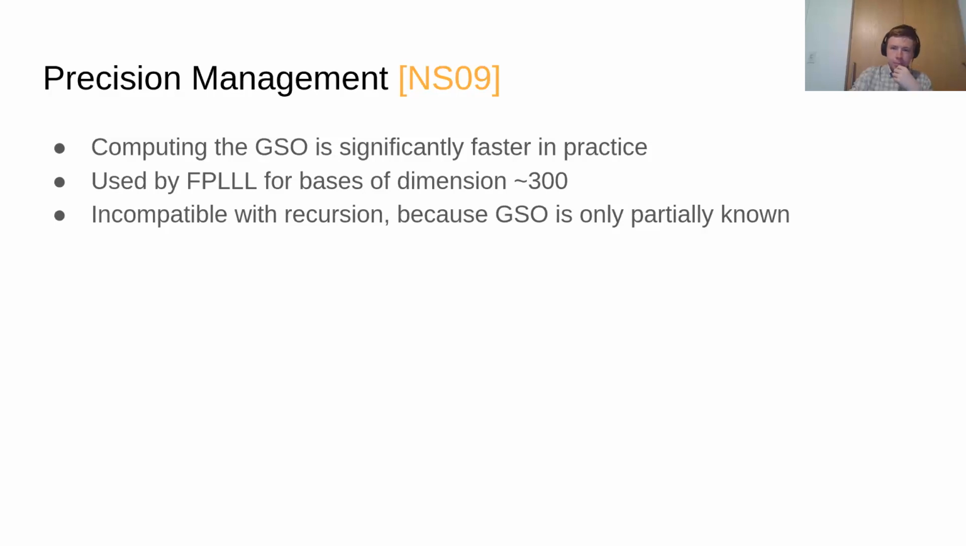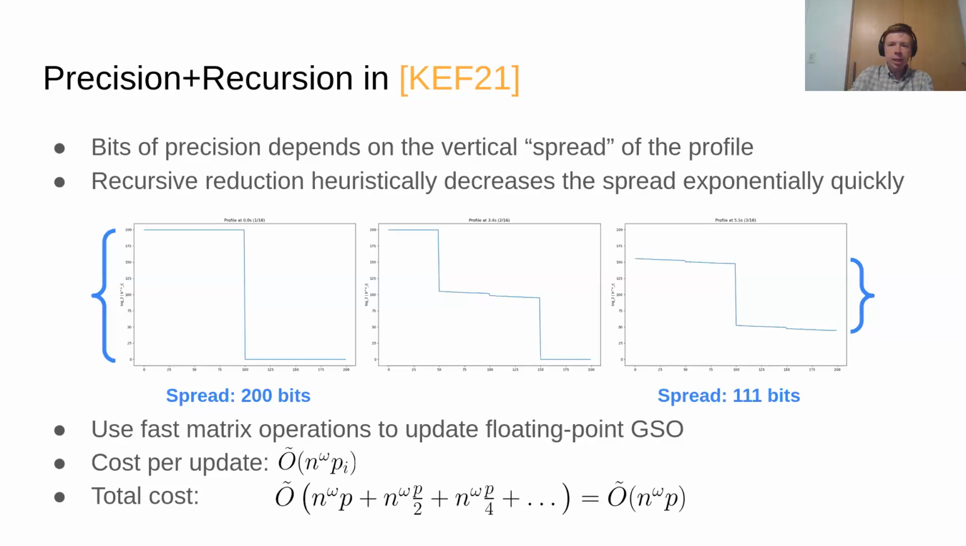The first paper to attempt to apply the two together was this paper from Kirshner, Espitau, and Fuchs from 2021. They observed that the number of bits of precision depends on the vertical spread of the profile, or the distance between the maximum and minimum values in the profile. They also make this heuristic observation that the spread decreases exponentially quickly throughout the course of the reduction process.